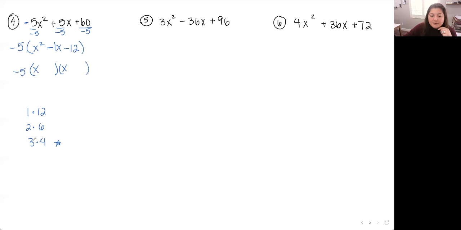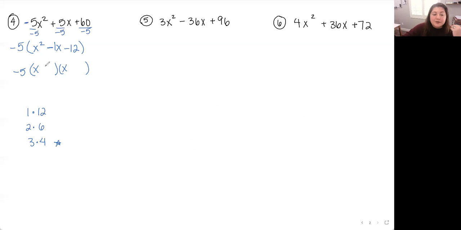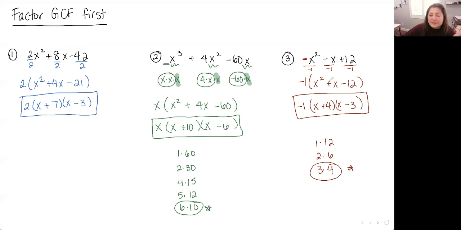3 times 4 is 12. 3 minus 4 is actually negative 1. So in the previous problem, we did 4 minus 3. But in this problem, we're going to do 3 minus 4, because we're looking for a different number here, right? Here we're looking for a negative 1. And here we were looking for this positive 1, right? And with this positive 1 that we're looking for, this is the only thing that made sense.